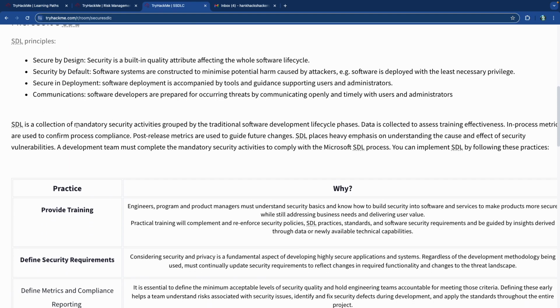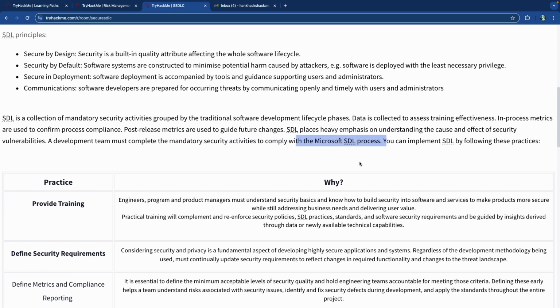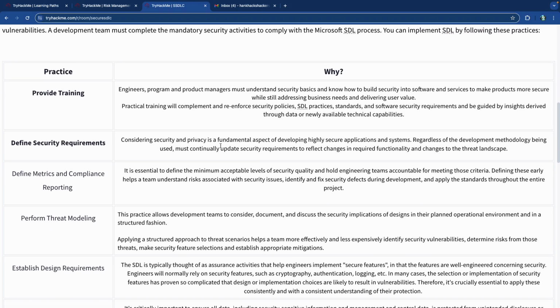It's a collection of mandatory security activities that are grouped by traditional development lifecycle phases, and it's collected to assess training effectiveness, and metrics in the process are used to confirm the compliance of the process, post-release metrics for future changes, and there's a heavy emphasis on understanding the cause and effect of security vulnerabilities. And the development team must complete the mandatory security activities to comply with Microsoft's security development process. And you can implement this by these following practices, right?